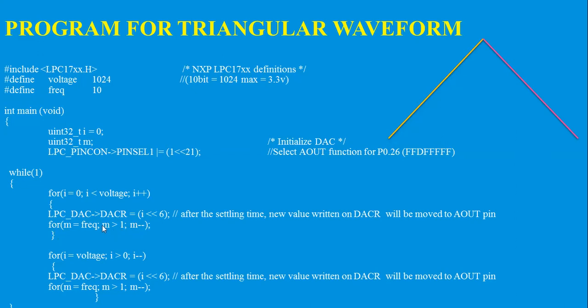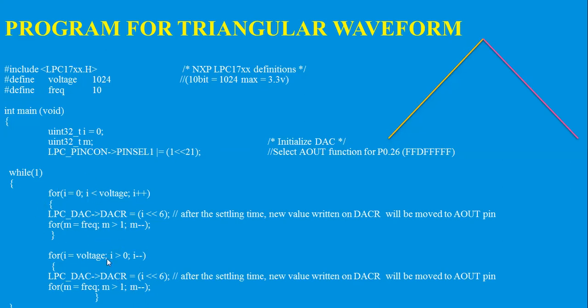Likewise, till the I value reaches the maximum, that is 1023, this loop will be repeated. So the output expected is from 0 to 3.3 volts. Once the I value reaches 1024, the for loop condition returns false, so obviously this for loop won't be executed.